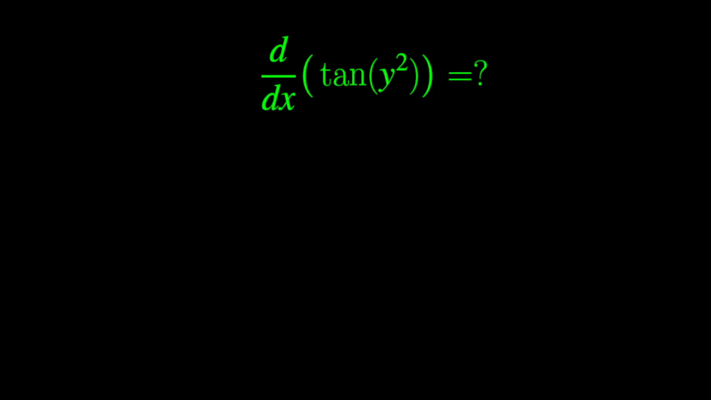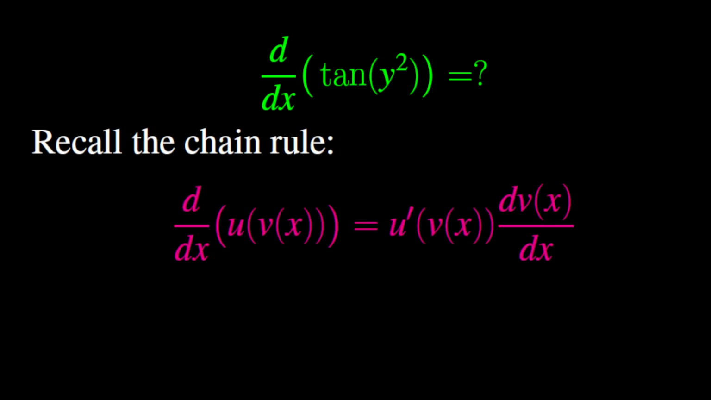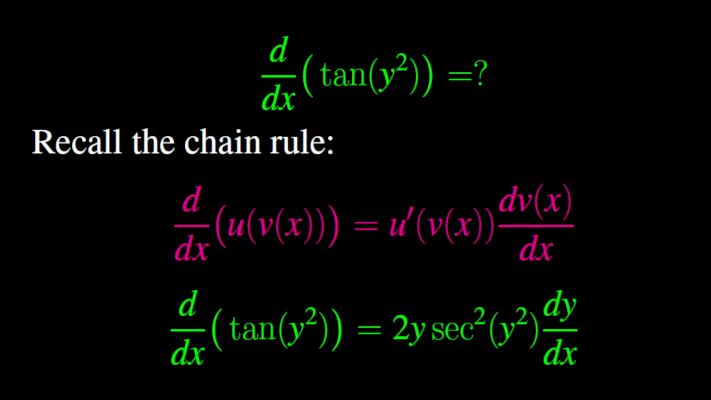Now, we have to compute the derivative of the right-hand side of this equation. We can clearly see that this expression involves a composition of functions. So we need to use the chain rule. First of all, let us recall the chain rule. Notice that d over dx of u of v of x is equal to u prime of v of x times dv of x over dx. It follows that the derivative d over dx of tangent of y squared is 2y times secant squared of y squared times dy over dx.